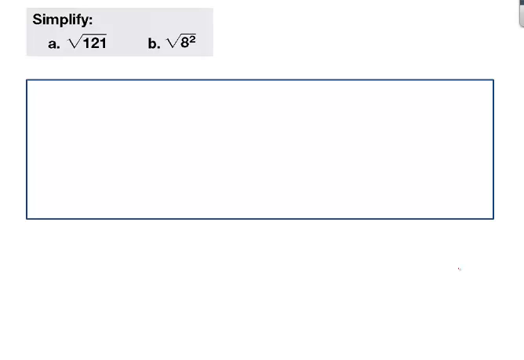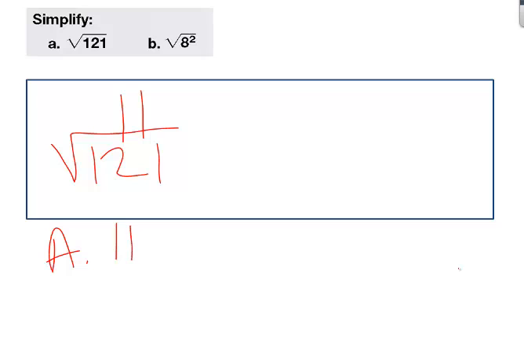All right, let's see if you can do A and B here. This is a little bit trickier. It's giving you the square. So you've got to figure out what the square root of 121 is. What times what equals 121? Well, the square root of 121 is 11. So the answer to A is 11. The answer to B is a little different.